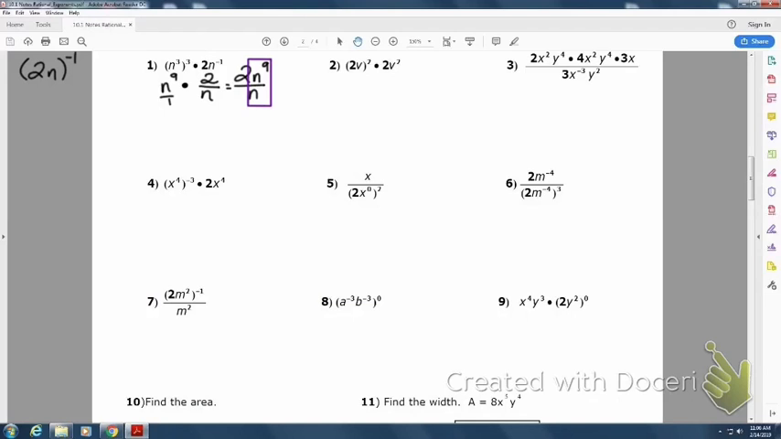Can I reduce that part of the fraction? Do what? 2n to the 8th power. Because that's just dividing like bases, so I would subtract the exponents. 9 minus 1 is 8.